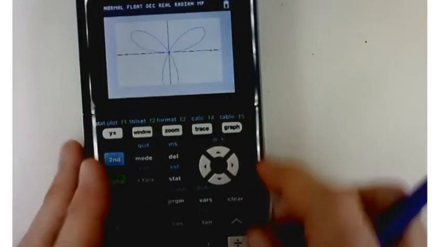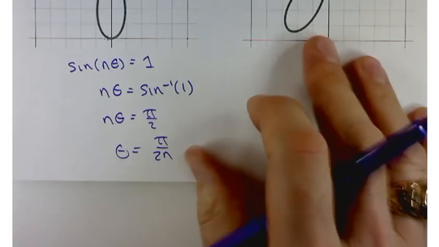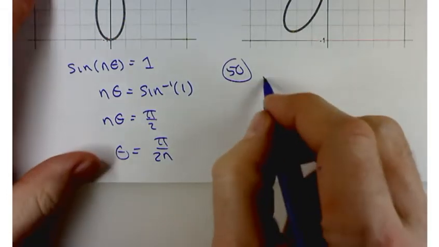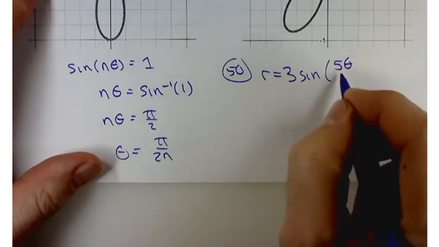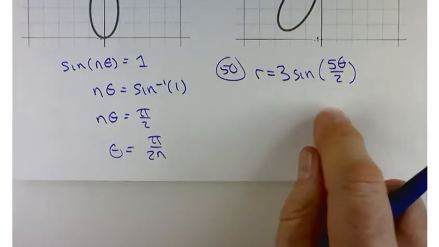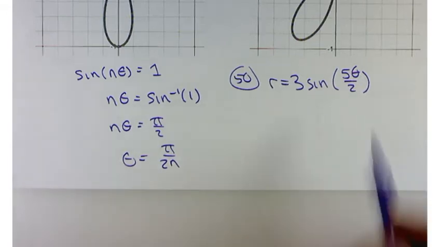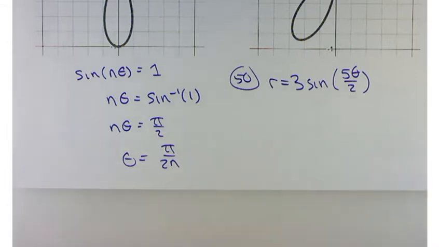Here's one for you to play with. Problem number 50. Let's just write it here. Problem 50. R equals 3 times the sine of 5 theta over 2. Now I played around with different intervals to try and figure out an interval of theta that graphed my previous function. What if I wanted to graph this one and get the complete graph? What do you think I need to do for theta?